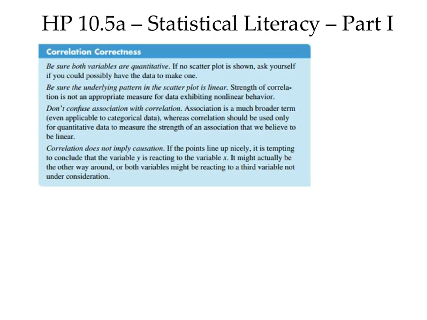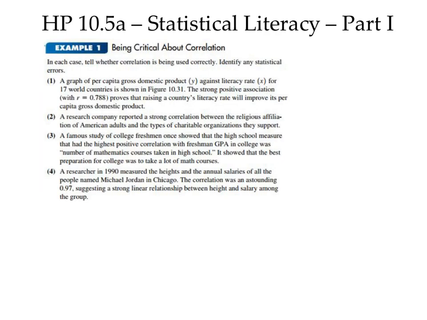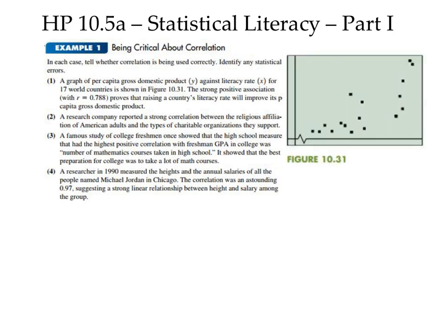So let's test your understanding of this concept. In each of the following cases, let's decide whether the word correlation is being used correctly, and let's point out any statistical errors. First, a graph of per capita gross domestic product Y against literacy rate X for 17 world countries is shown in figure 10.31. Listen to this statement: the strong positive association with R equals 0.788 proves that raising a country's literacy rate will improve its per capita gross domestic product.